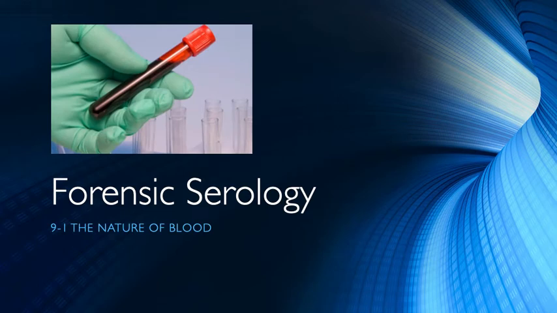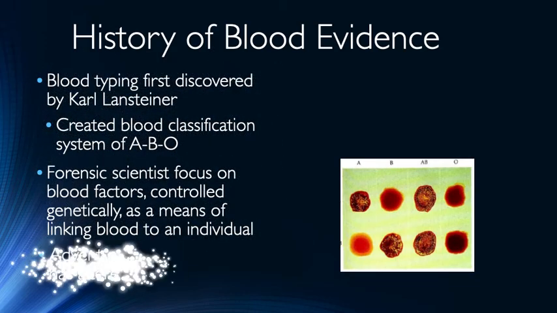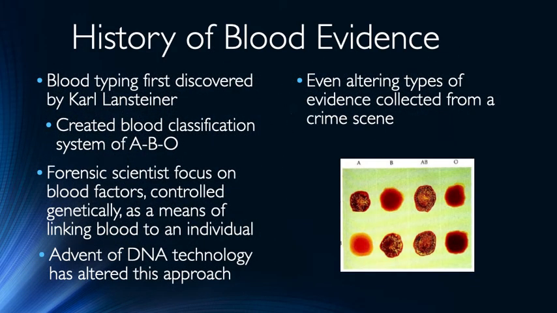Chapter 9-1, The Nature of Blood. So blood typing was first discovered by a man named Carl Landsteiner. He's actually the one who is credited with classifying our ABO blood system.